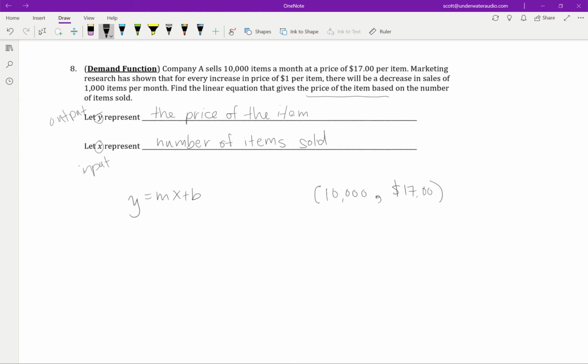Marketing research has shown that for every increase in price of $1 per item, there will be a decrease in sales. So going back to what rate means, a rate is when you compare two quantities, and this is definitely a comparison of quantities. So sounds like if you increase by $1 per item, there will be a decrease in sales of 1,000 items a month. So if I had to guess, I'm betting that's the slope.